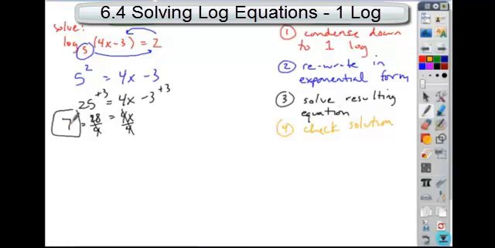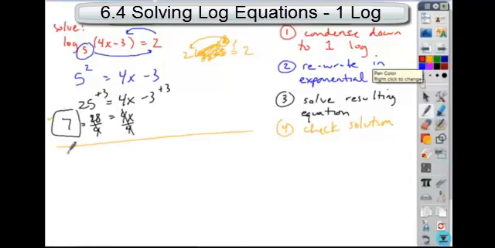That's consistent. If you went even further, you could actually test it. Log base 5 of 25. Is that equal to 2? Well, 25 is 5 squared. The power of 2 comes out front. Log base 5 of 5 is 1. So you do check that 2 equals 2.